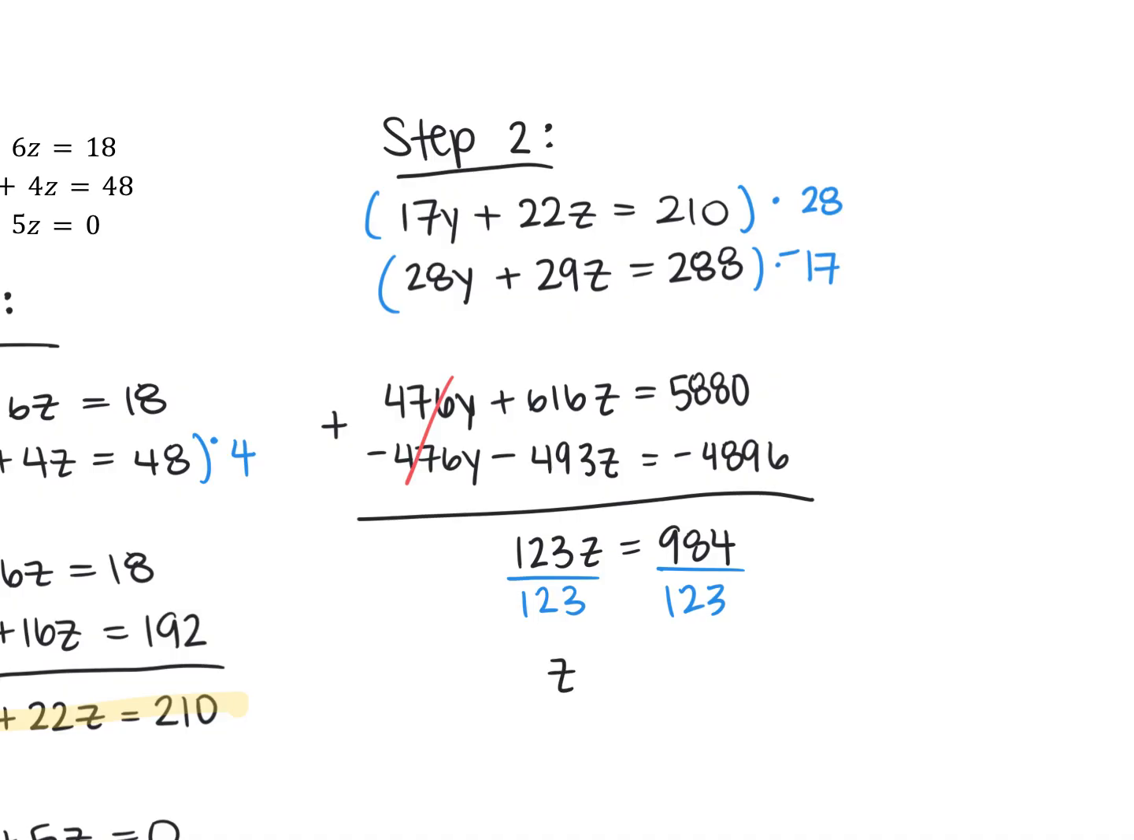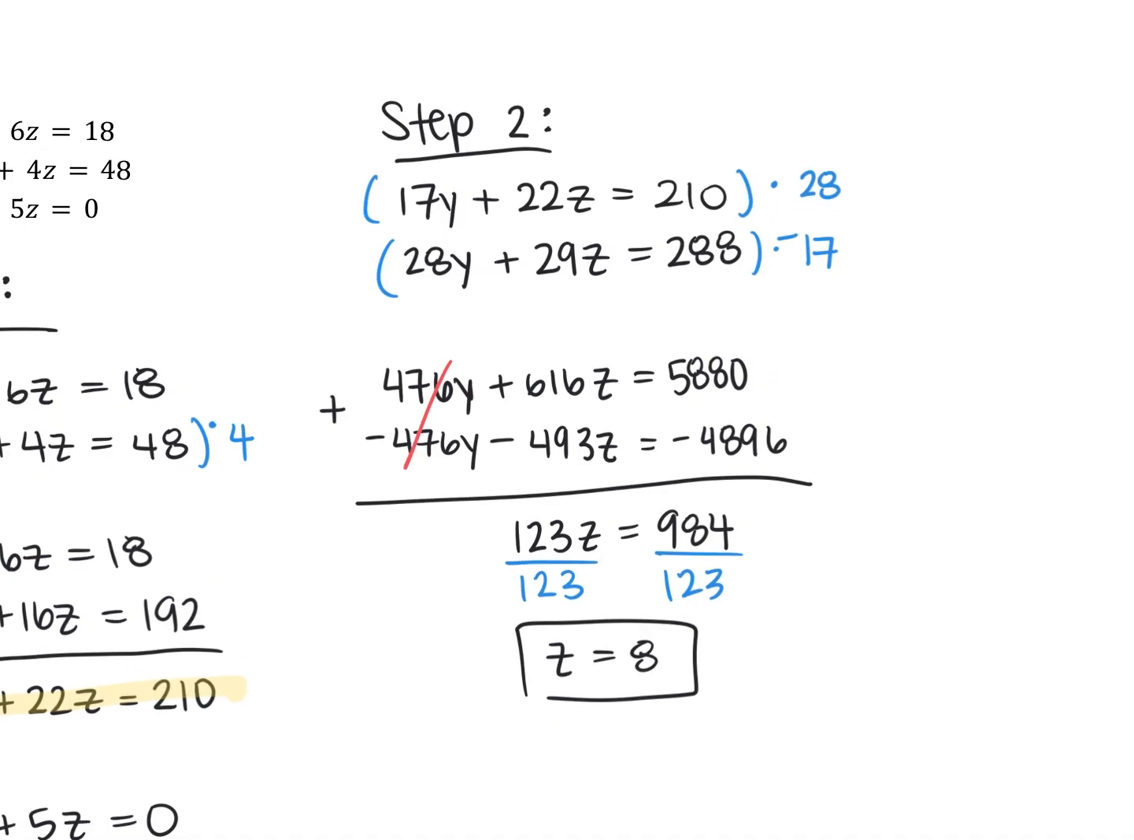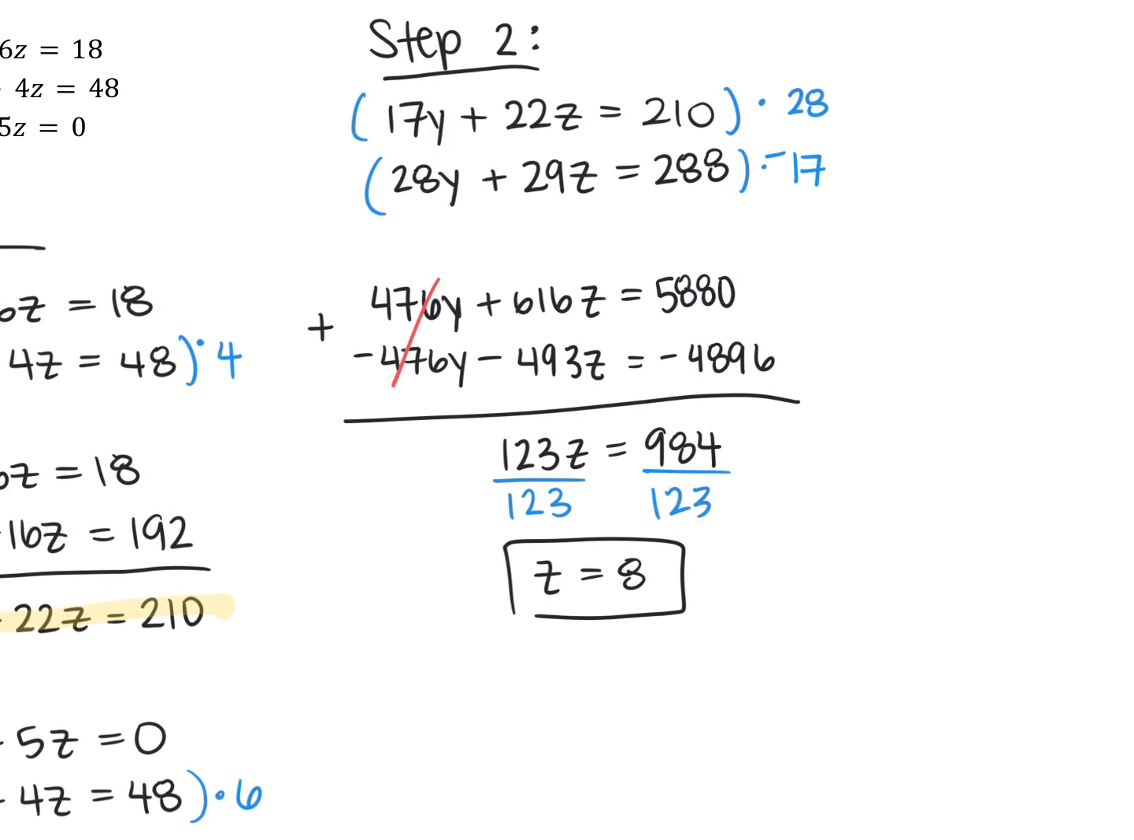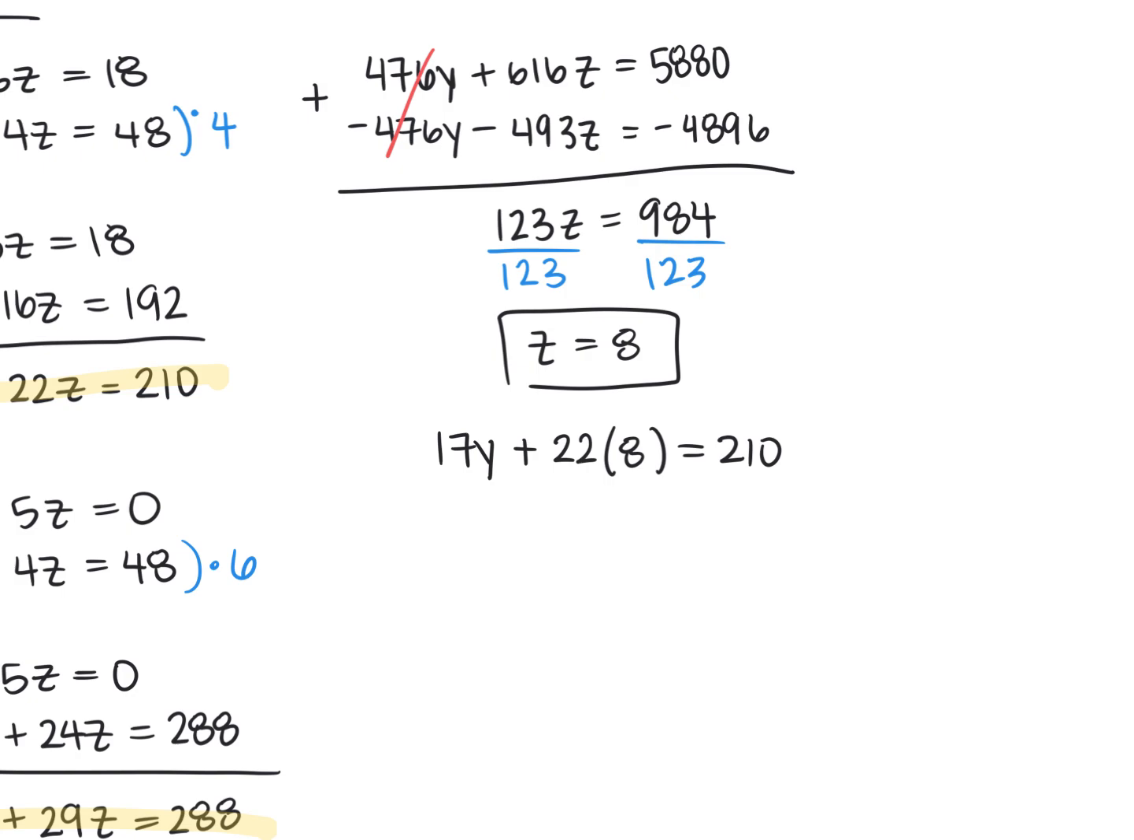And we're going to get that z equals 8. Now I want to plug that into one of the two equations I got from step 1 once I eliminated them to solve for y. And I'm going to go ahead and choose the 17y one just because the numbers again are smaller. So 17y plus 22 times 8 equals 210. We end up with 17y plus 176 equals 210.